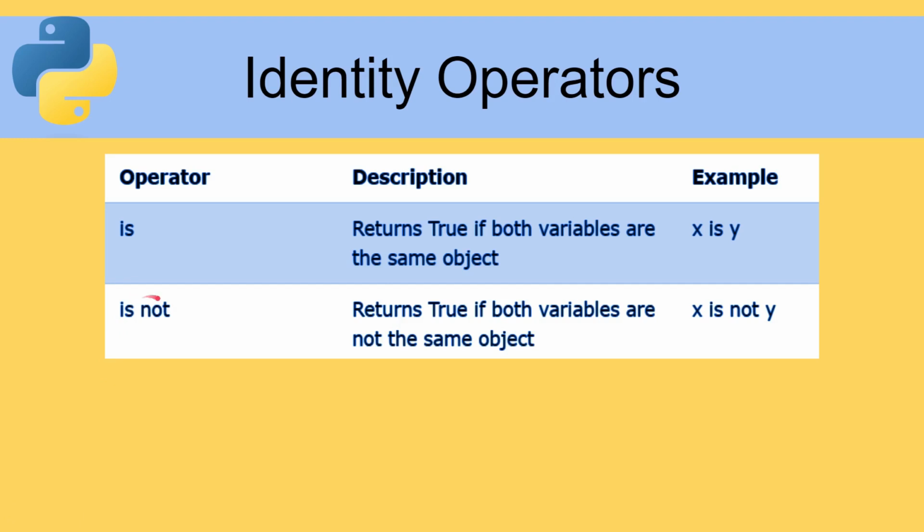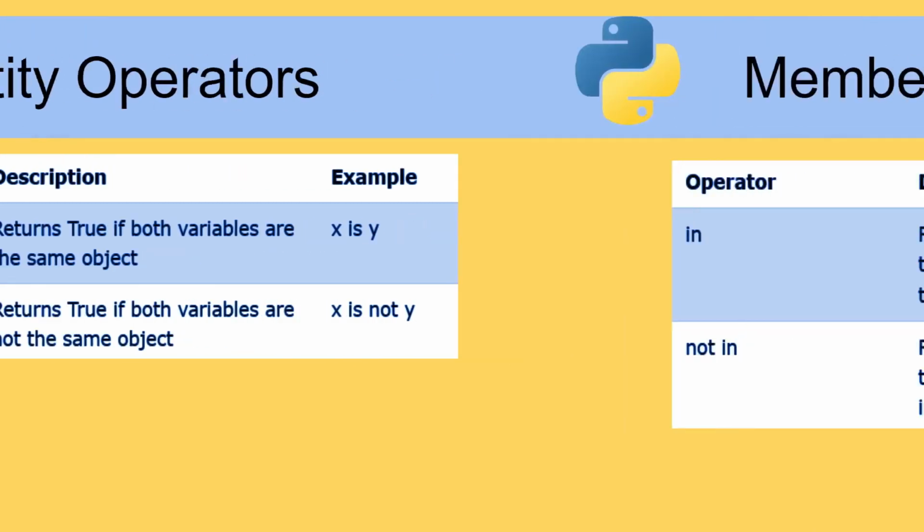Then we have identity operators. You have is and is not. x is y returns true if both variables are the same object. If both are the same thing with the same address in the memory, it returns true. Even if both have the same value but with a different address in the memory, it returns false. Is not is the opposite of that, so it returns true if both variables are not the same object.